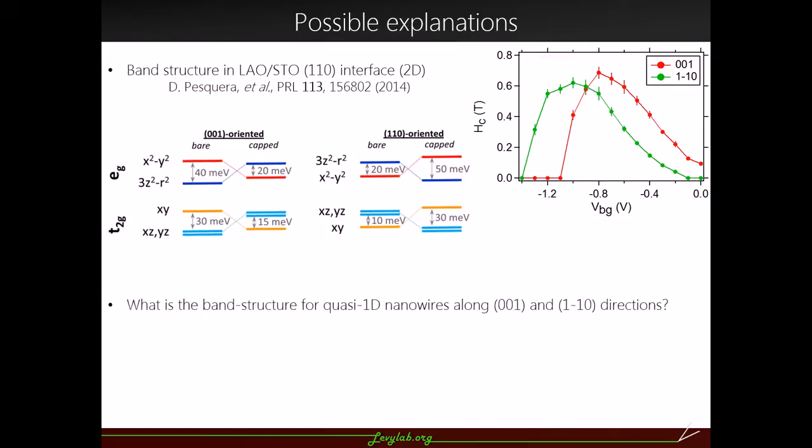Besides this difference, we are studying 1D nanowires along the 2 directions. It is important to understand what the band structures of the 1D nanowires along the 001 and 1-10 directions are. They are probably anisotropic due to the anisotropic atom arrangement, and probably there is a different critical density for the Lifshitz transition for the quasi-1D nanowires. That's why there is a superconductivity dome shift between these 2 nanowires.